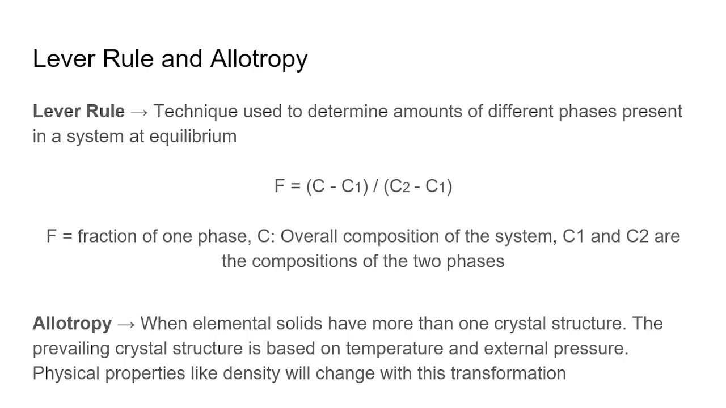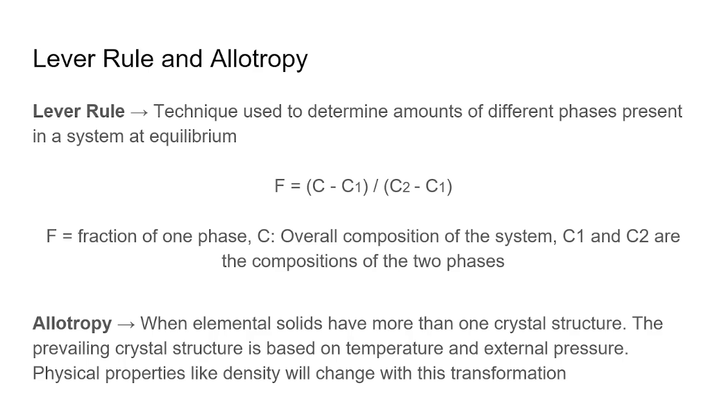So the lever rule is a mathematical technique used to determine amounts of different phases present in a system at equilibrium. The system is based on math because the total mass of the system must remain constant. For example, when a solid and a liquid phase coexist at equilibrium in a binary phase diagram, the lever rule can determine the percentage of each phase present. And lastly, the lever rule is important because it allows the user to predict and control the phases.